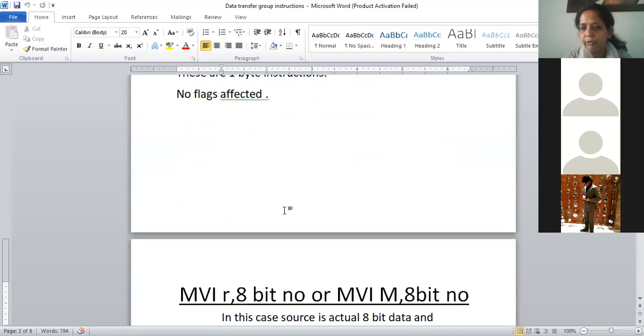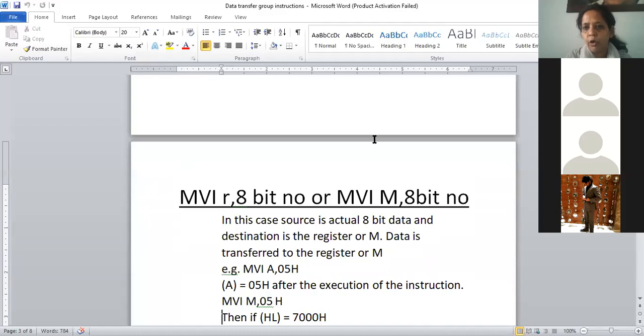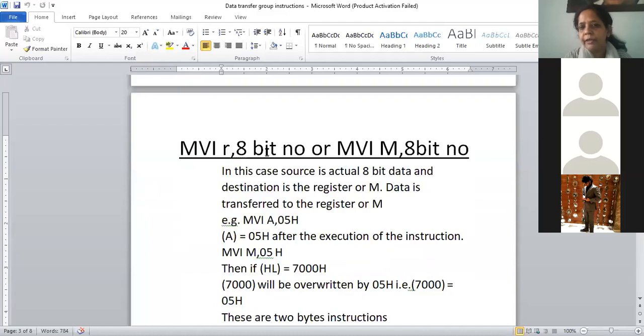Similar to that, you have the MVI instruction. You have to mention the register name in the instruction. MVI, then you have to mention the register name or M, and then you have to write the 8-bit data which has to be copied into that particular register or memory. So if I say MVI A, 05, A becomes 05.